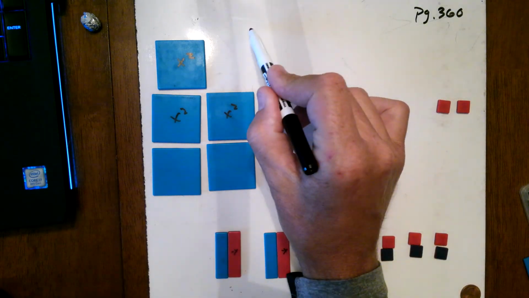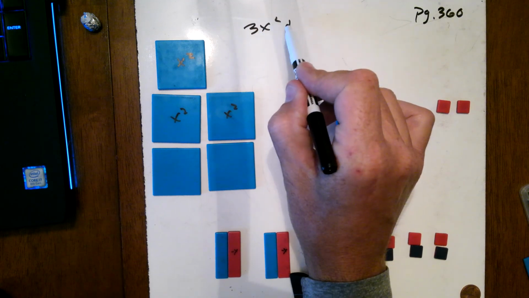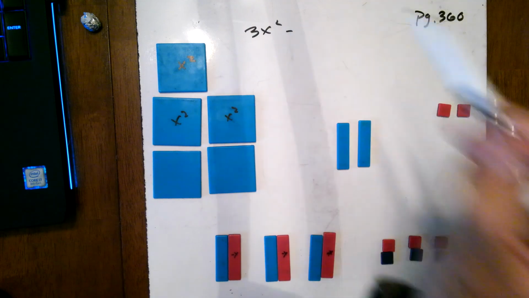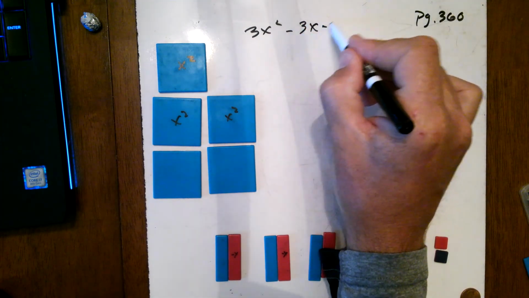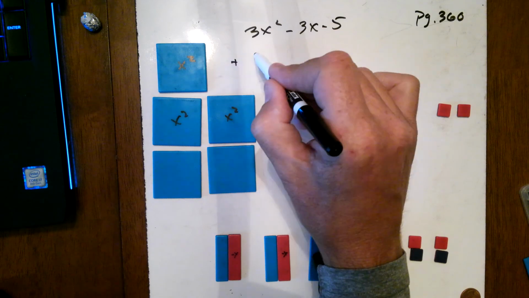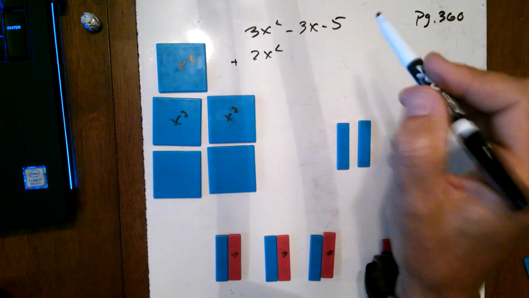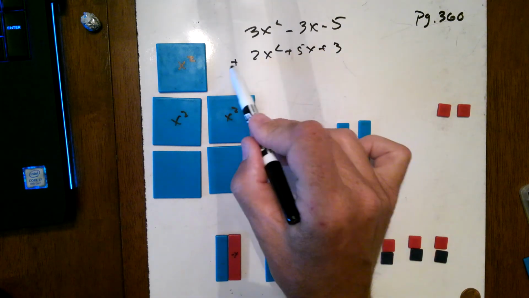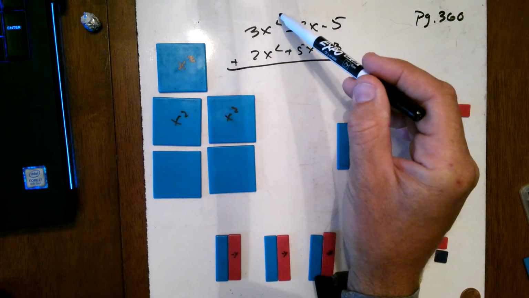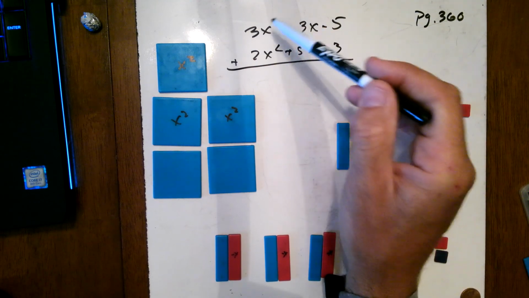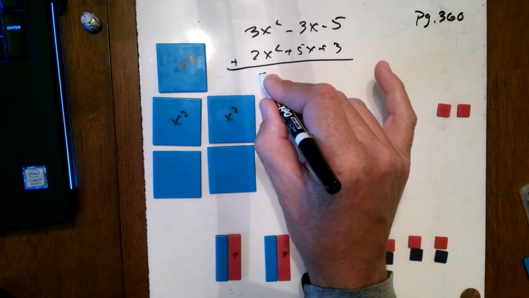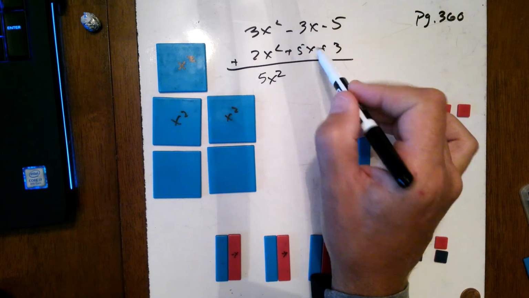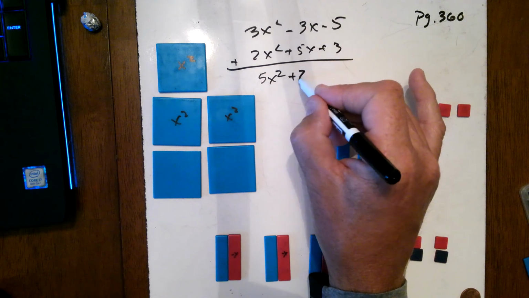Okay, so my original problem was 3x squared minus 3x minus 5, and we added to it 2x squared plus 5x plus 3. Okay, my end result was, this is almost the same as what we did with the algebra tiles. I combined those, I got 5x squared. I made my 0 pairs, the negative 3x and the plus 5x, and I got plus 2x.